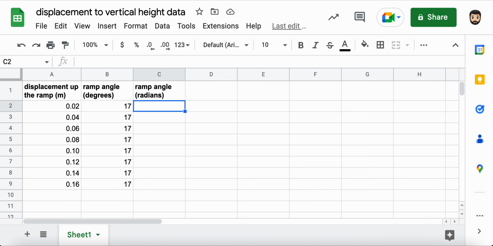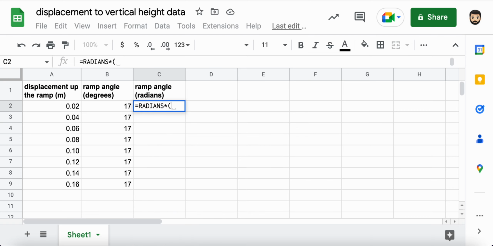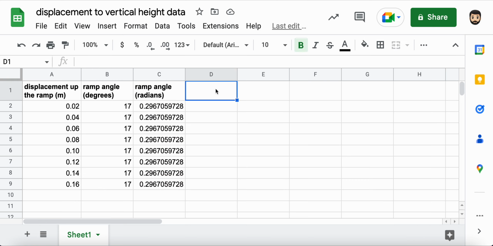But the way you'll do that is you'll click equals, you'll type in the word radians, open your parentheses, click on the 17-degree angle, and close your parentheses, and that will convert your angle from degrees to radians. You'll press enter, you'll click and drag that formula down, and now the ramp angle is in radians. And now we are ready to compute the sine of the ramp angle, which should be a unitless quantity.